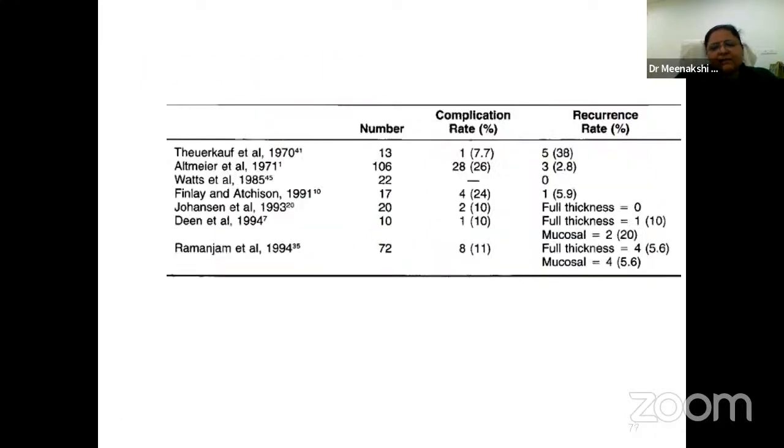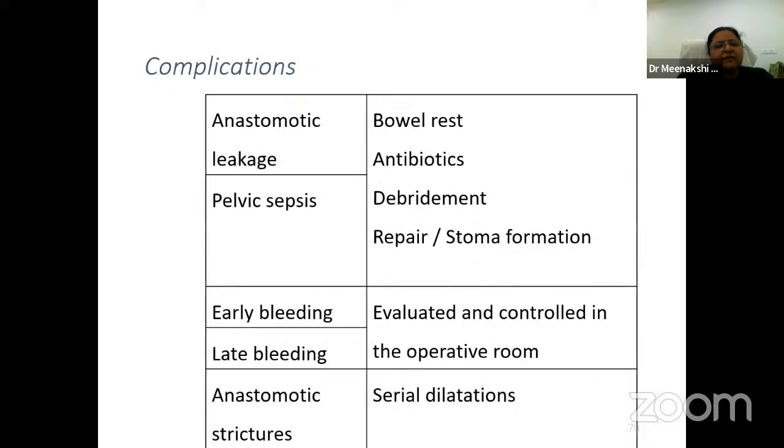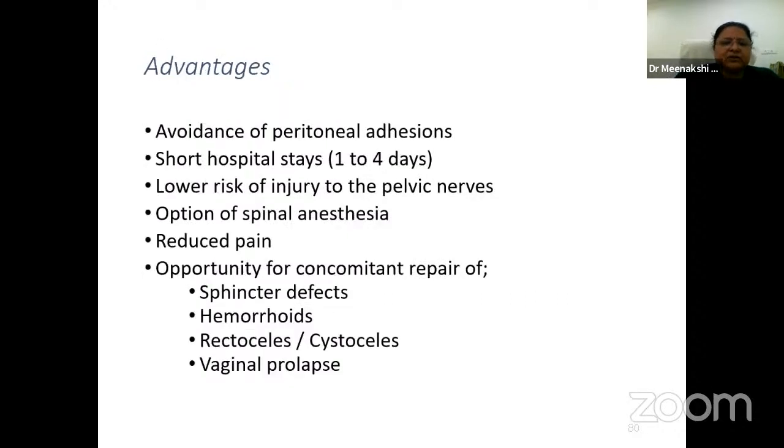Again there is a significant complication rate and a significant recurrence rate. Then another procedure, that is the Gant procedure. There are so many perineal procedures which are being described, but again there are complications with these procedures, like anastomotic leak, pelvic sepsis, early bleeding, late bleeding, then anastomotic strictures. All these are the known complications of the perineal procedures.